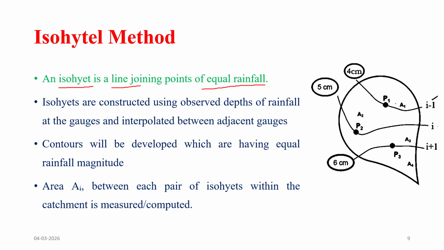So here in this figure, the contour lines or isohyets are depicted. At each point on this line, the precipitation is the same, 4 centimeter. Similarly, at each point on this line, the precipitation is 5 centimeter. And on the third line, at each point, the precipitation is 6 centimeter.